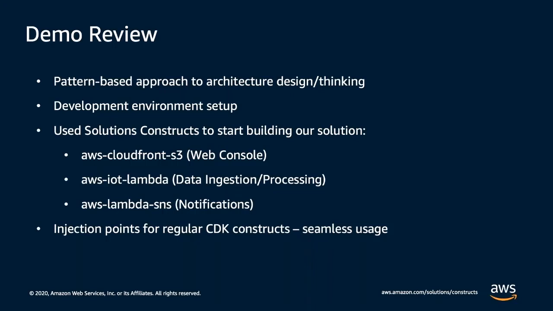Finally, we used an AWS Lambda SNS pattern to add notification capabilities to our system so that we can alert factory workers if something were to go wrong. We finished the demo in a place where we could pick up right where we left off and build in some regular CDK constructs in the very same stack file to cover things like authentication, APIs, and other features we might want down the road. Now, let's take a closer look at the documentation and references that come with each pattern in the library to help us build.